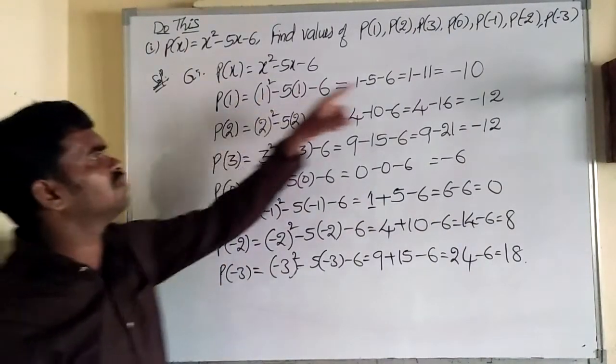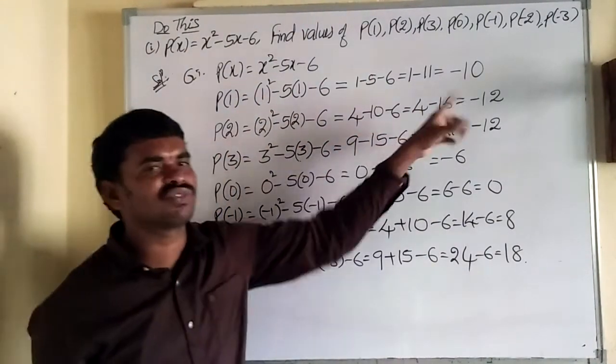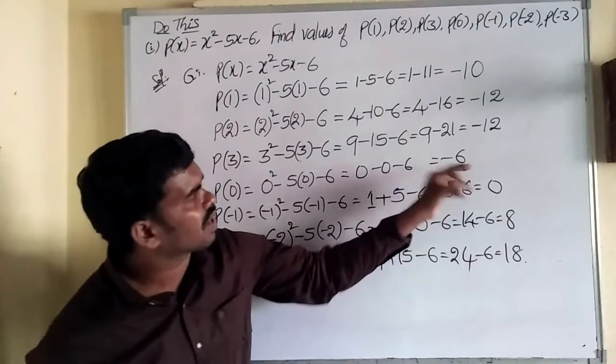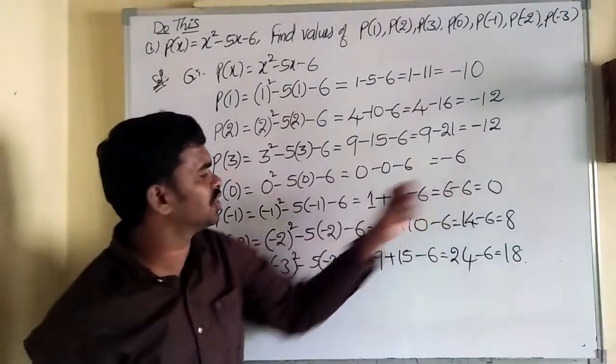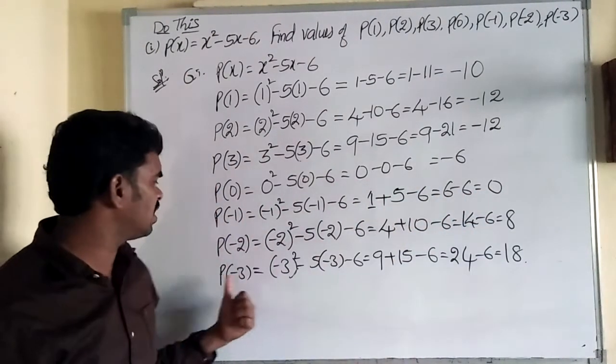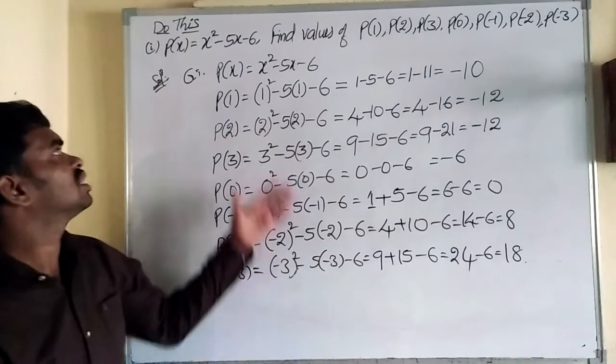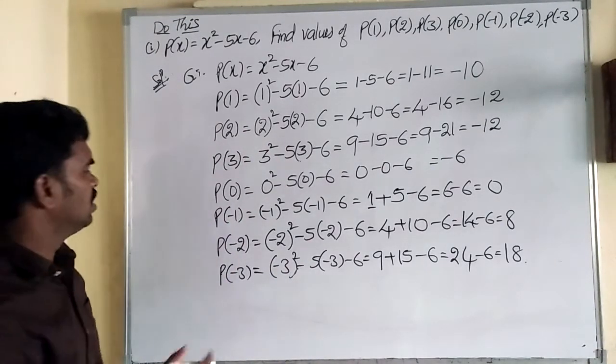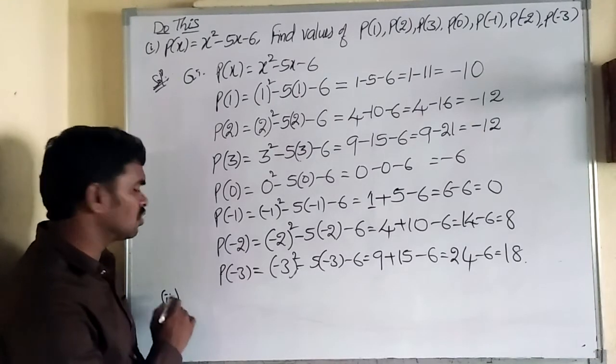What is P of 1 value? Minus 10. What is P of 2 value? Minus 12. What is P of 3 value? Minus 12. What is P of 0 value? Minus 6. What is P of minus 1 value? 0. P of minus 2 is 8, P of minus 3 is 18. So this is the way of finding values from the given question. Let us see the second question in this. Do this.